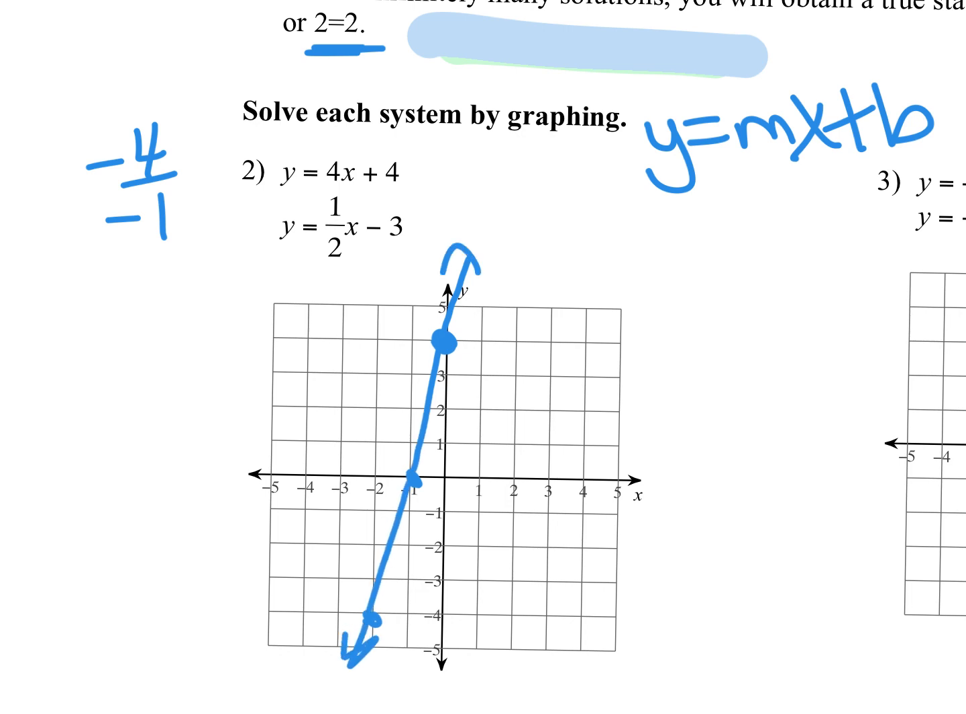And then my second line here, 1/2 x minus 3. I'm going to start at negative 3. And my slope is 1 over 2, which means I can go up 1 and over 2, up 1 and over 2. Or I can go two negatives, which is down 1, back 2, down 1, back 2. And if you notice, these lines intersect at a single point right here. Our solution is going to be that ordered pair, negative 2, negative 4.